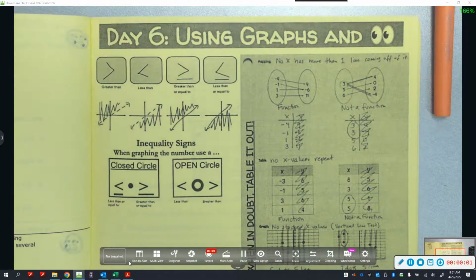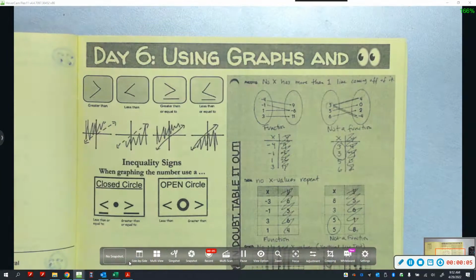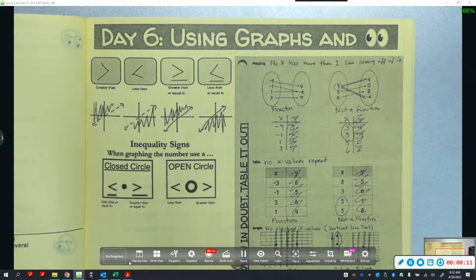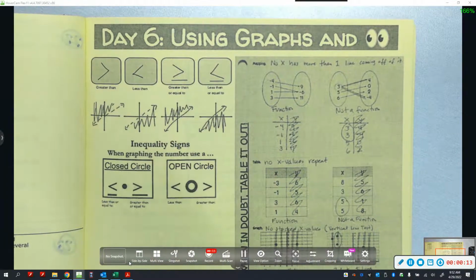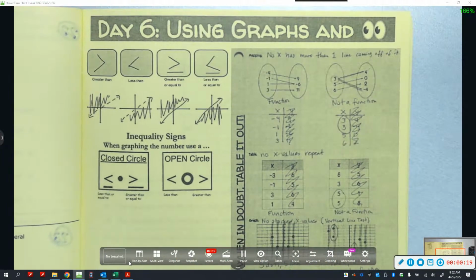All right, so today it says using graphs and eyeballs, but really today's topic is just a whole bunch of random stuff that we haven't covered up until now. So we're going to be talking about inequalities. We're going to talk about parallel and perpendicular, Hoy-Vux, functions, correlation, and causation. Those are the things we're going to touch on, and then we have class practice that we can work on.